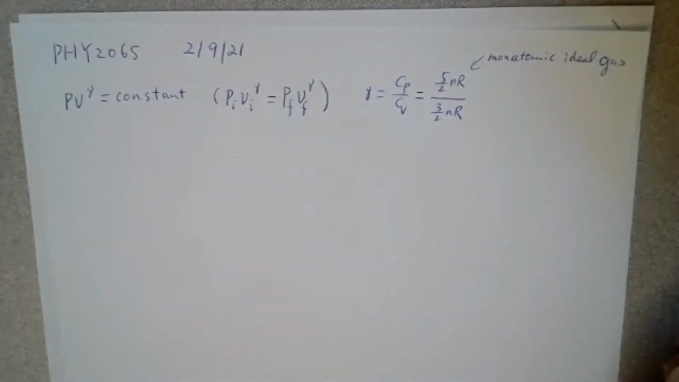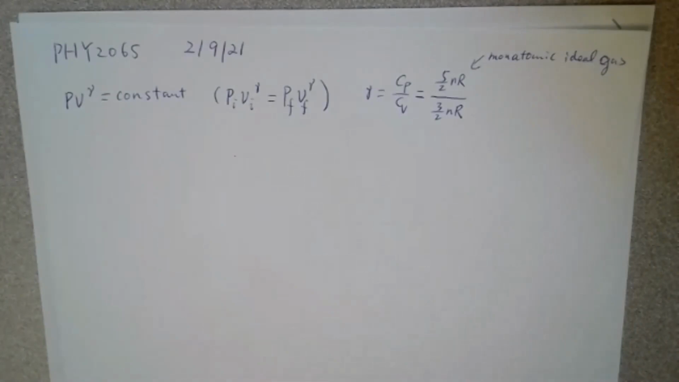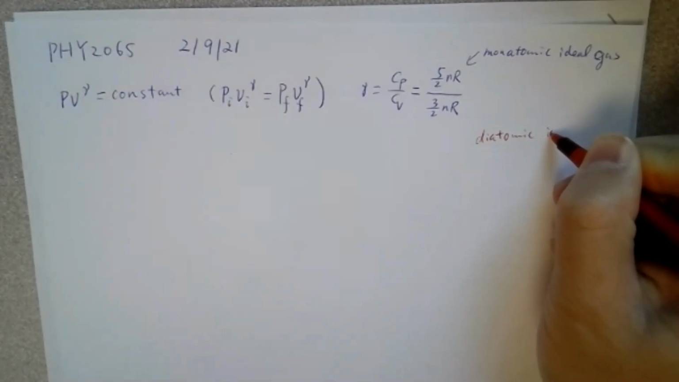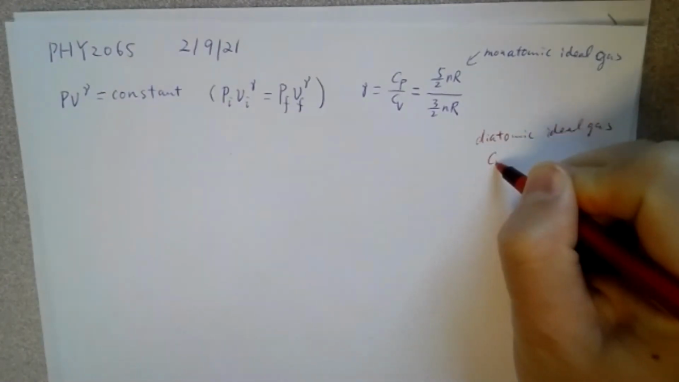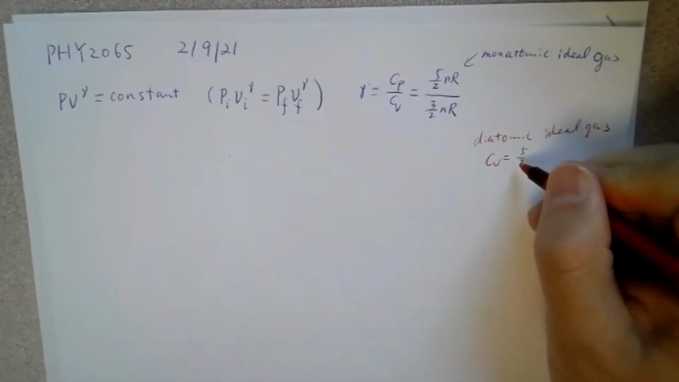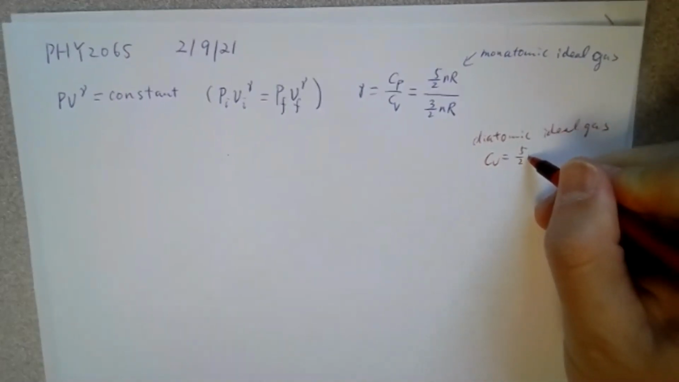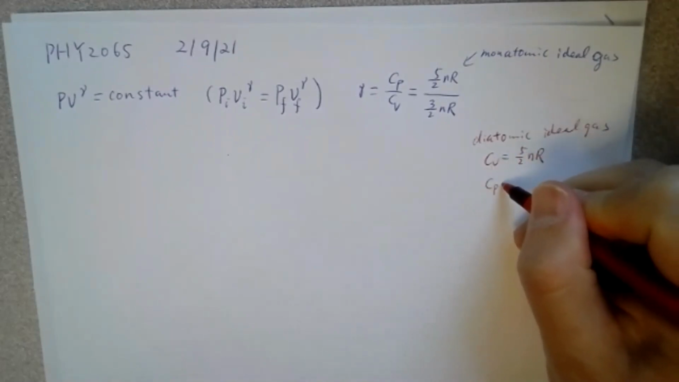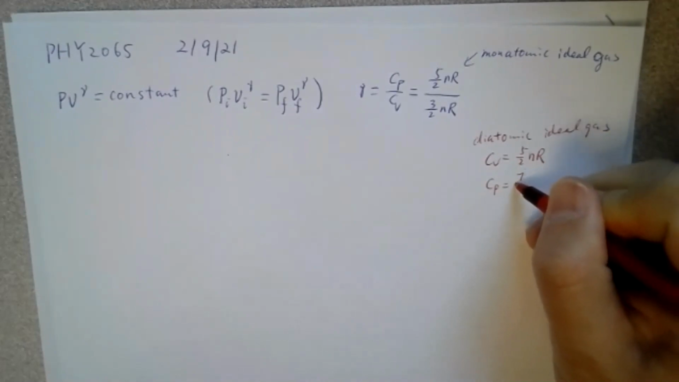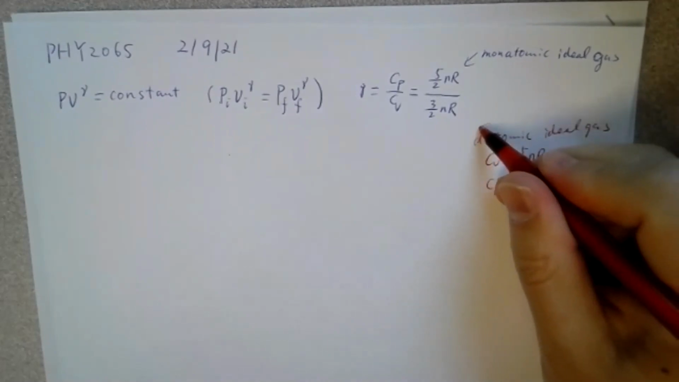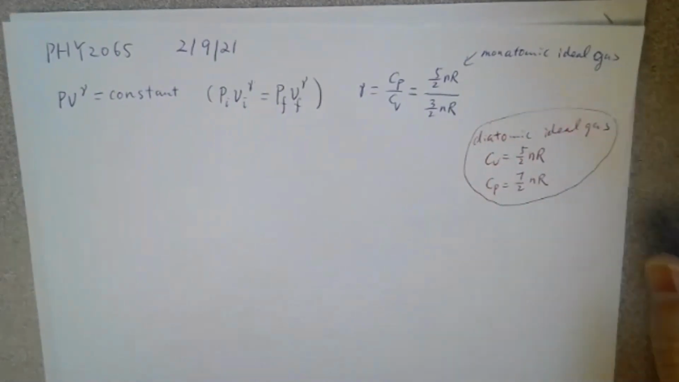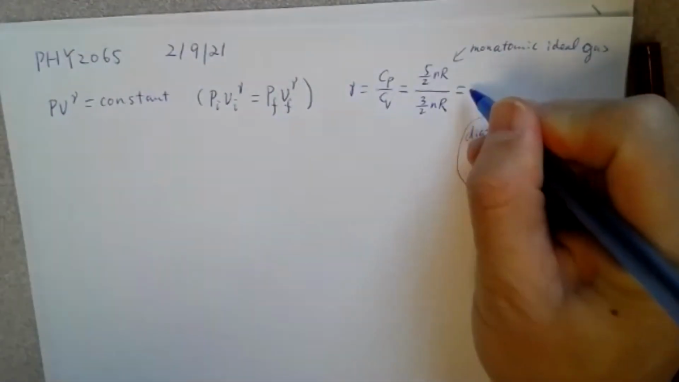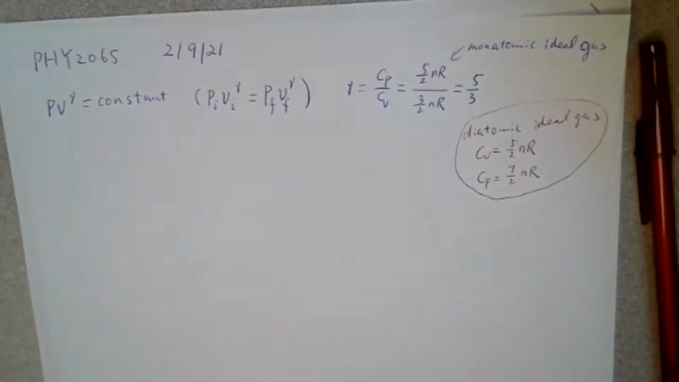All right, so if you have a diatomic gas, let me just write out the scenario of diatomic. For a diatomic ideal gas, its Cv will be 5/2 nR, okay? Because you have two more degrees of freedom, rotational degrees of freedom. So Cv will be equal to 5/2, then Cp, adding nR, will be 7/2, okay? So for a different scenario, if this is a diatomic ideal gas, then you have Cv and Cp as different numbers. But in this case, this is monatomic, so it's 5/3 for gamma.